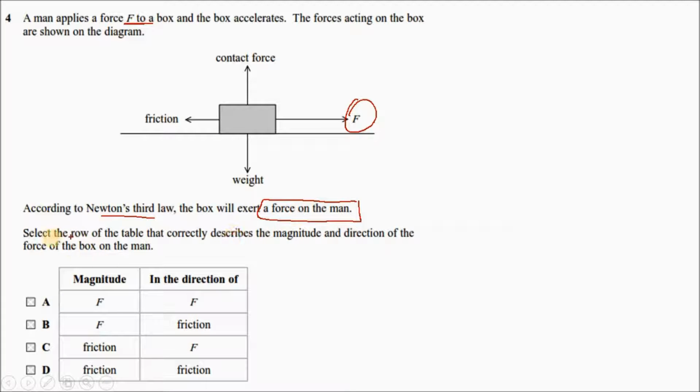Select the row of the table that correctly describes the magnitude and the direction of the force of the box on the man. So the magnitude should be, of course, F. Either A or B, both are correct. So C and D are gone. And what should be the direction? It cannot be the same direction as the original one, so it should be opposite in direction. The opposite direction of F is the friction. So the direction of the Newton third law pair of force should be in the direction of the friction. So your option is B.